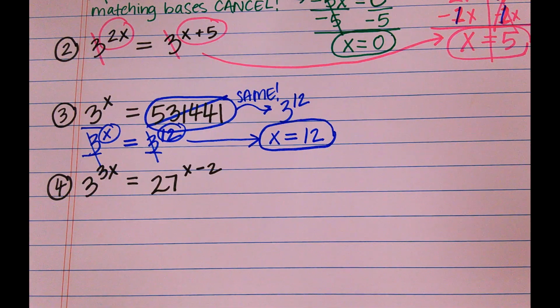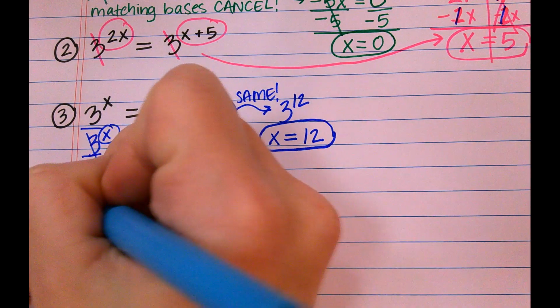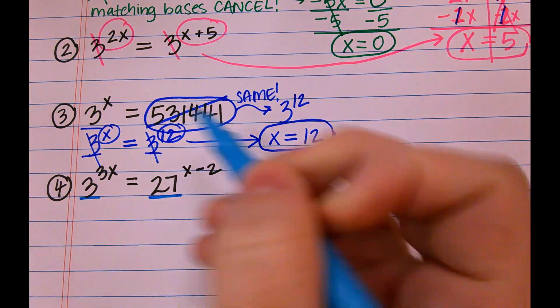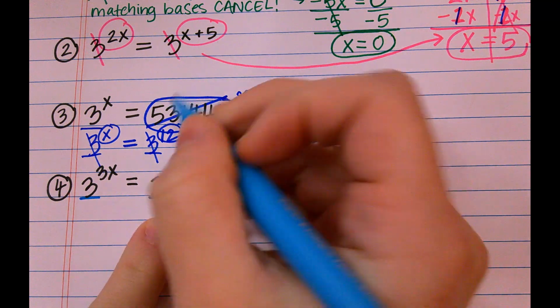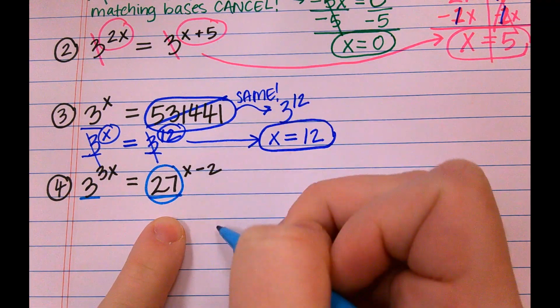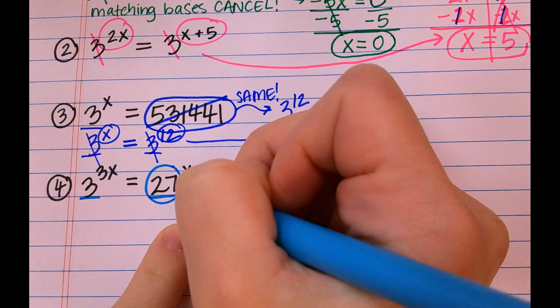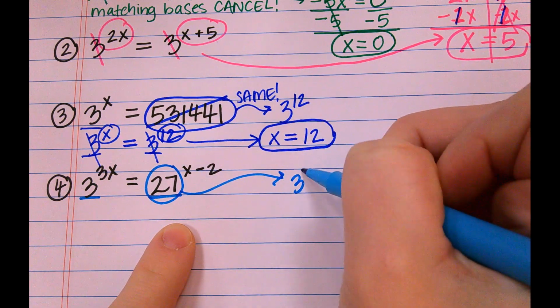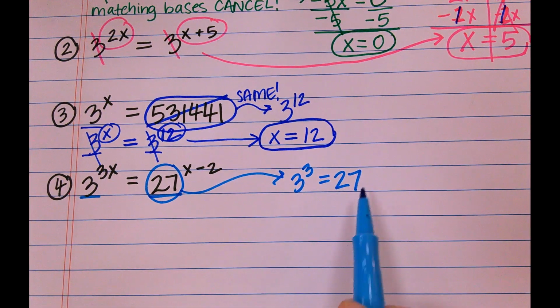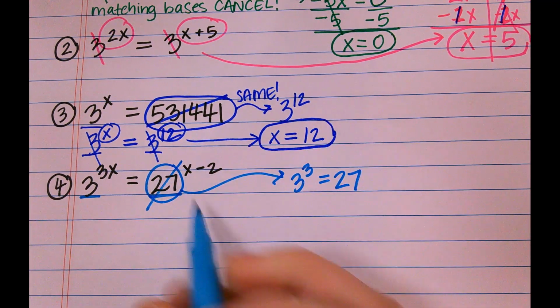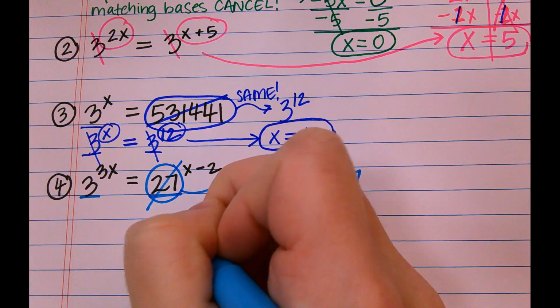What is the base on the first side of my equation? 3. What about the other side? 27. So the bases don't match. What do I need to do? 3 to the 3rd power equals 27. Okay, since the bases don't match, we need to replace 27 with 3 to the whatever power makes it 27. And you said 3 to the 3rd power equals 27. So let's replace 27 with 3 to the 3rd power.